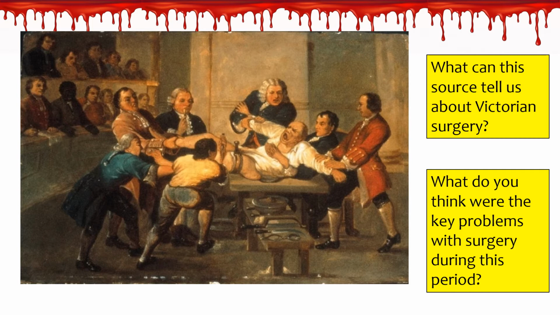What I would like you to do is have a look at what the picture is showing you and think about what this source can tell us about Victorian surgery, and what you think some of the key problems were with surgery during this particular period. It would be useful for you to pause the recording at this point, have a look at that source and think about an answer to those two questions. This is very much something that we would normally do in a lesson. You'd be asked to look at a source and we'd have a general discussion about what the source is showing, and you'd share your ideas with your teacher and the rest of the class. So pause the video and see what you think.